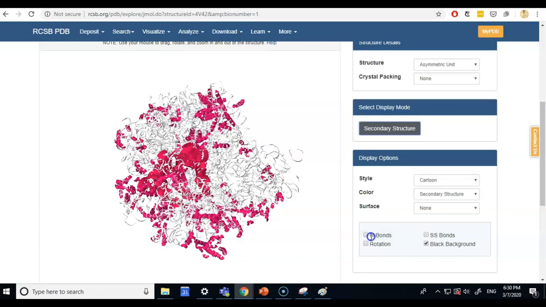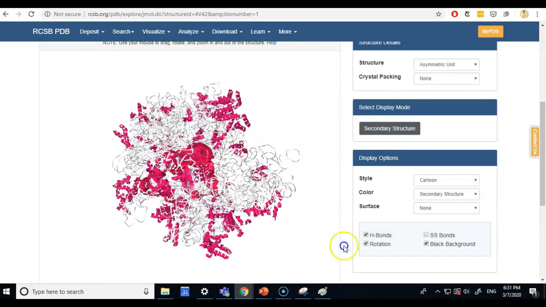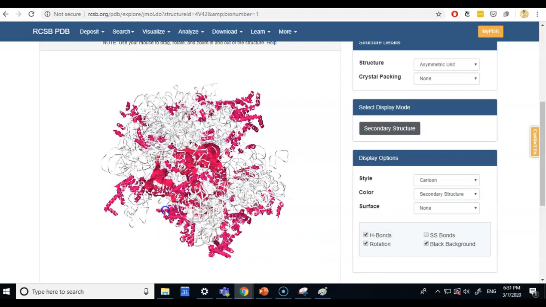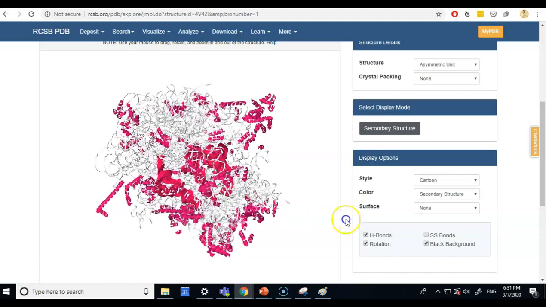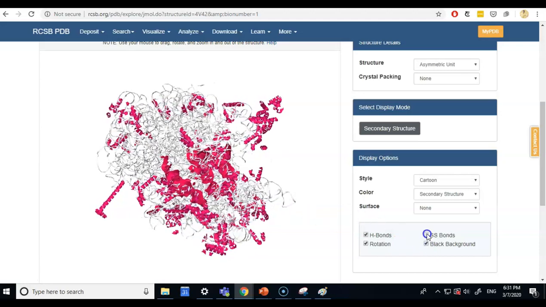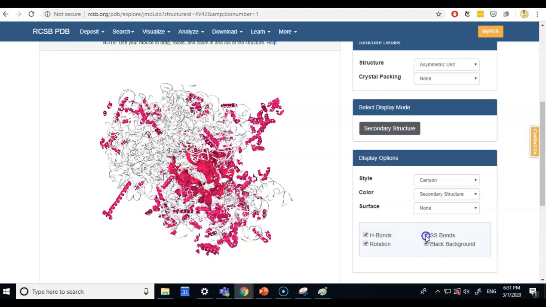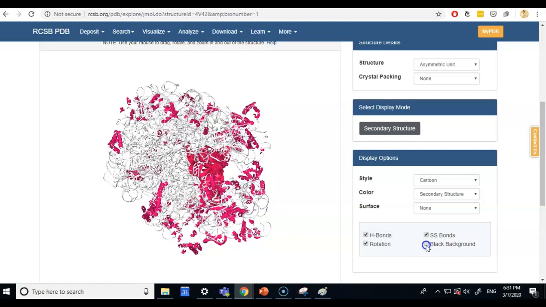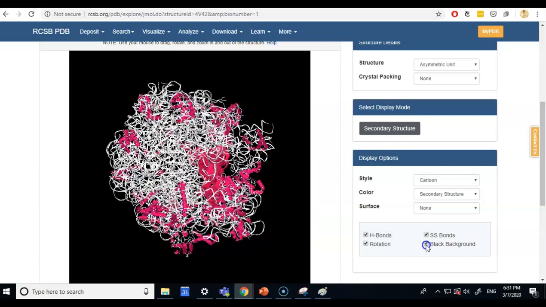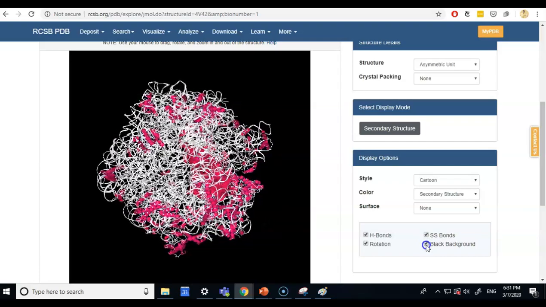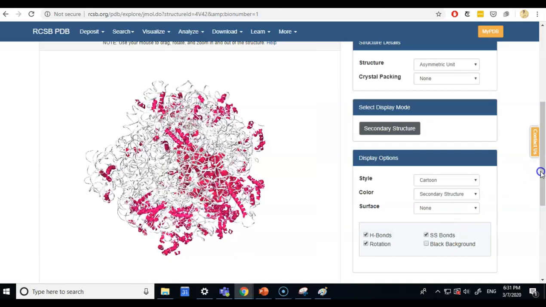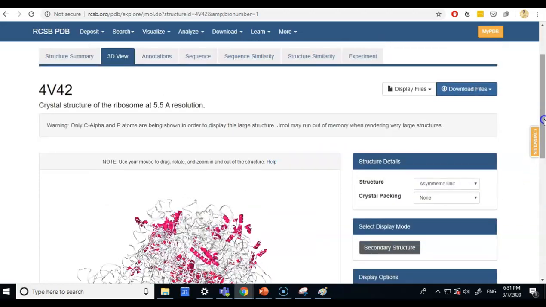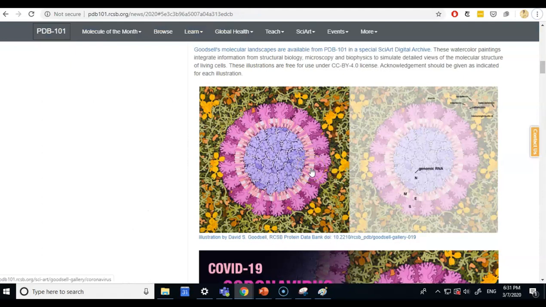And if you click over here, you will see different things. Like if I click on rotation, so nice, it will start to rotate for you. And disulfide bond, if I click, they show the disulfide bond. And if I click this one or this one, it can show the background in black or white. So cool, isn't it?